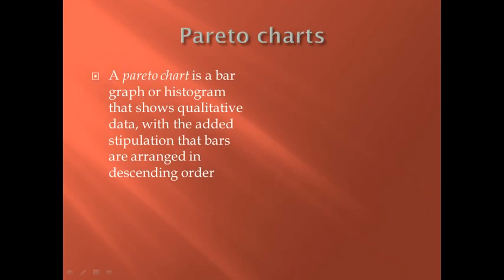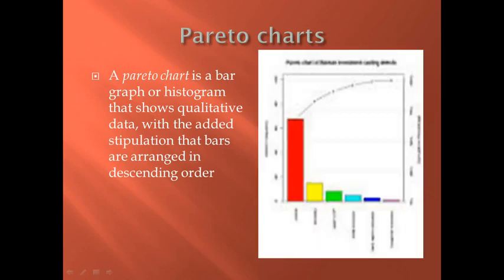A Pareto chart is a bar graph or histogram, it can be either one of the two, that shows qualitative data. There is an added stipulation that the bars are always rearranged in descending order, as you can see to the right. We rearrange the bars, you rearrange the data, so it's always in descending order.